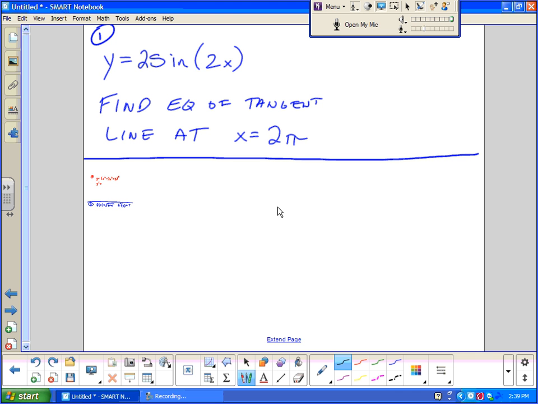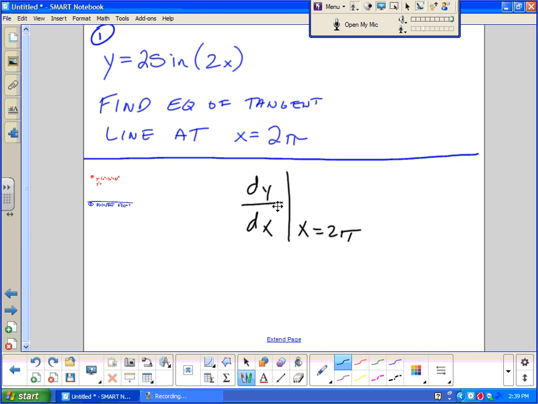It says y equals 2 sine 2x. Find the equation of the tangent line at x equals 2 pi. You need a slope and a point. Always do a line. The tangent line is using the derivative at that point. So I will say that I want dy dx at x equals 2 pi. I need that slope of the derivative of that tangent line.